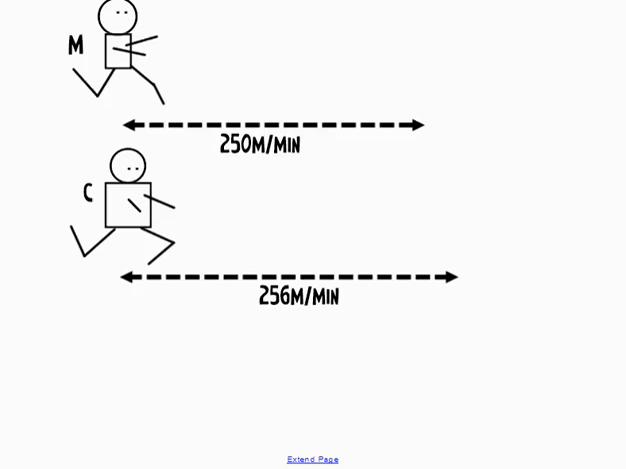So if we compare the two, Mr. McDonald was able to run 250 meters in a minute, and Mr. Coyle 256 meters in a minute. So therefore, Coyle was faster.